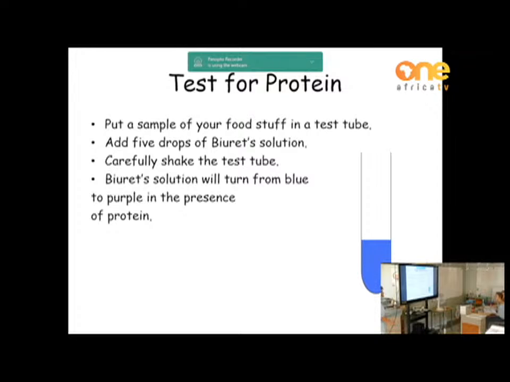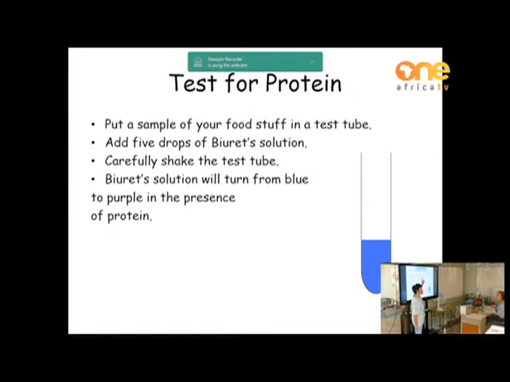Right. And that brings me to the test for proteins. The test for proteins: put a sample of your foodstuff in a test tube. If the sample is a solid, what will you first do? Crush it with a mortar and pestle. Now, add a bit of normally distilled water to it, and then we use Biuret's solution.